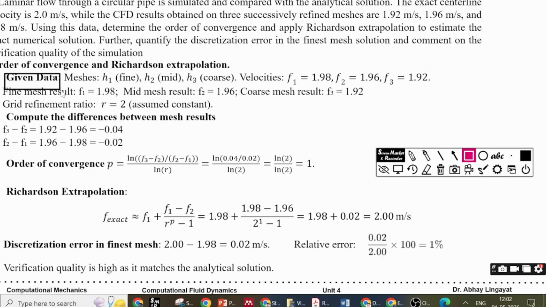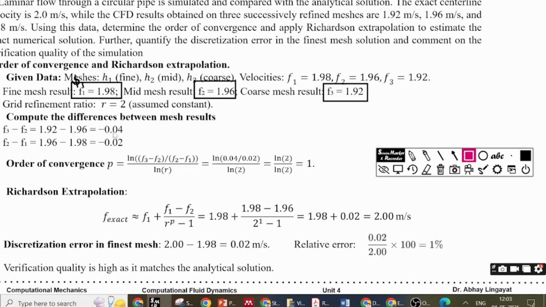Fine mesh results, F1, I am taking phi1 or F1. In the discussion during the presentation of the topic, we have taken phi1. So either you can take phi1 or F1. So fine mesh result F1 is equal to 1.98. Mid mesh result F2 is equal to 1.96 meters per second. Coarse mesh F3 or phi3 is equal to 1.92.